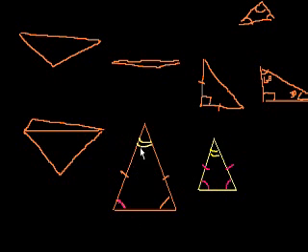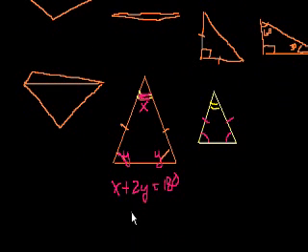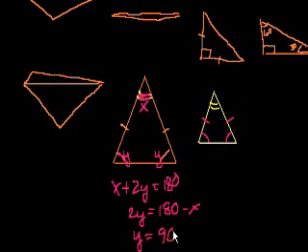Well, think about it. Whatever angle this is, let's call this x, right? And let's call this angle y and this angle y. We know that x plus 2y is equal to 180, right? Or that 2y is equal to 180 minus x, or y is equal to 90 minus x over 2, right?